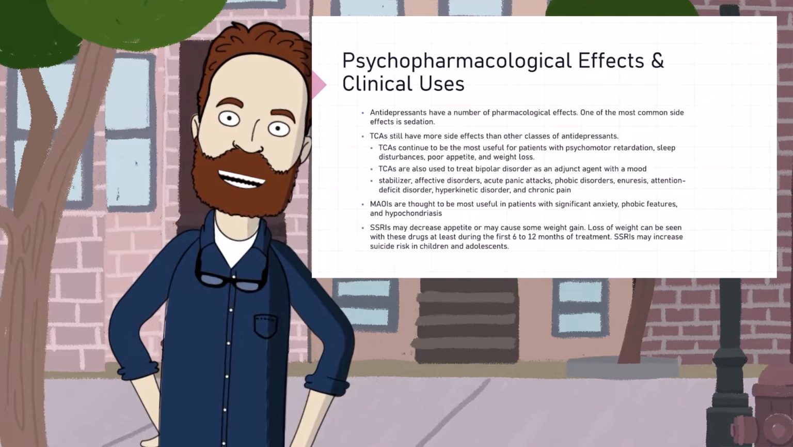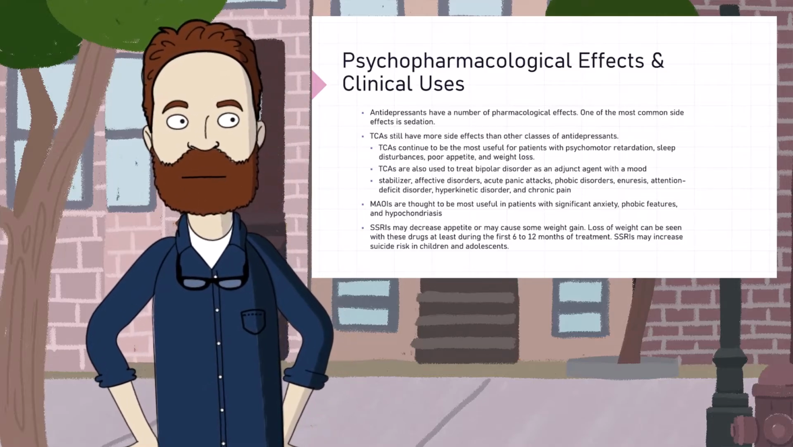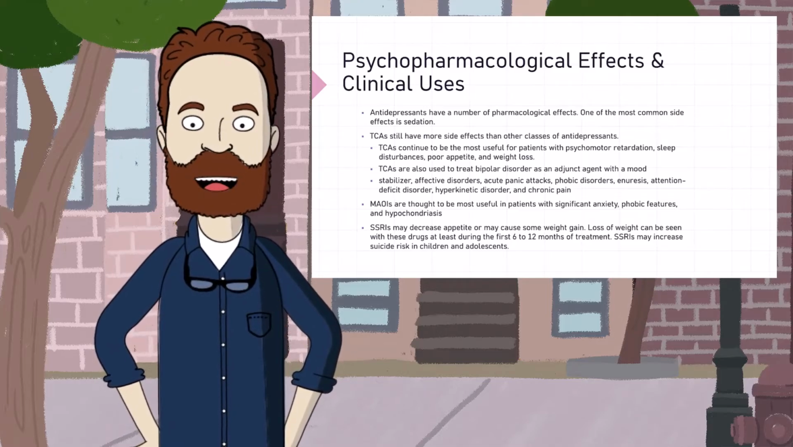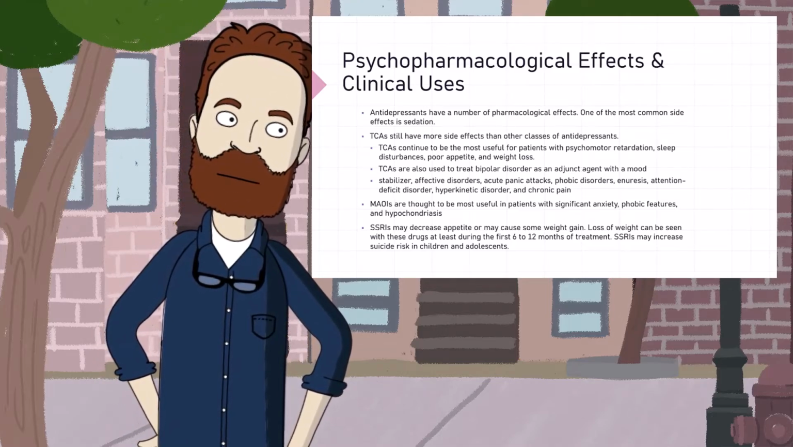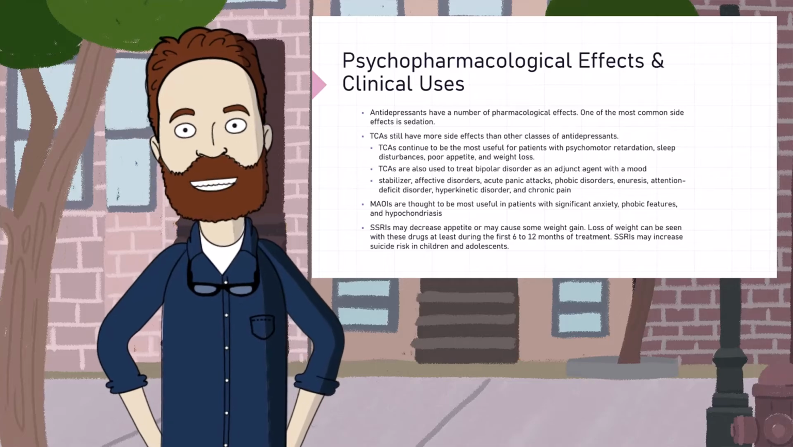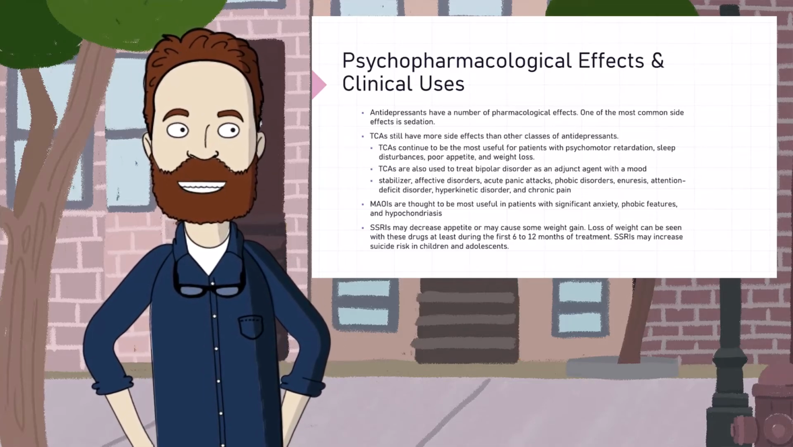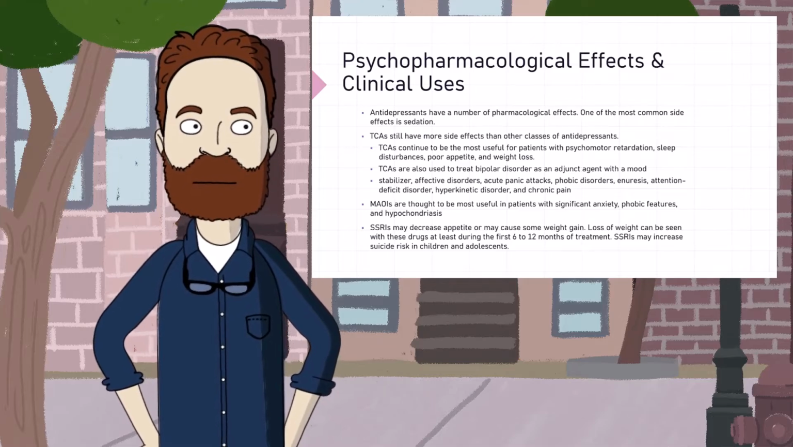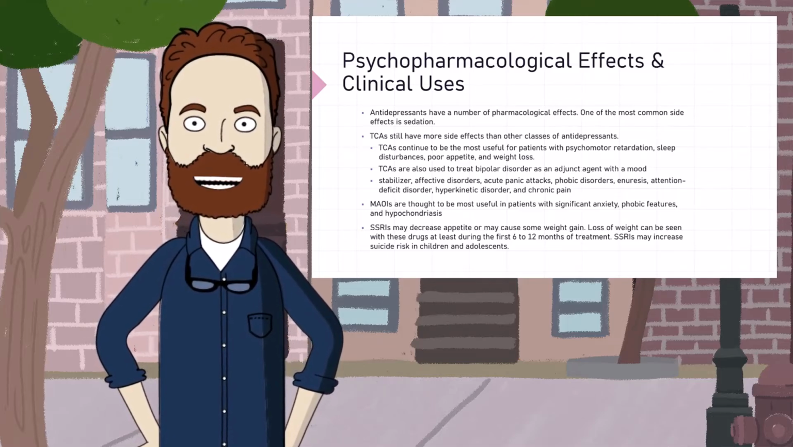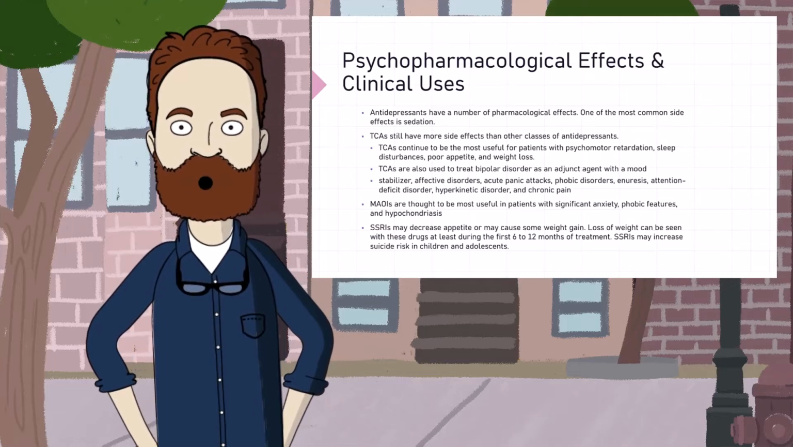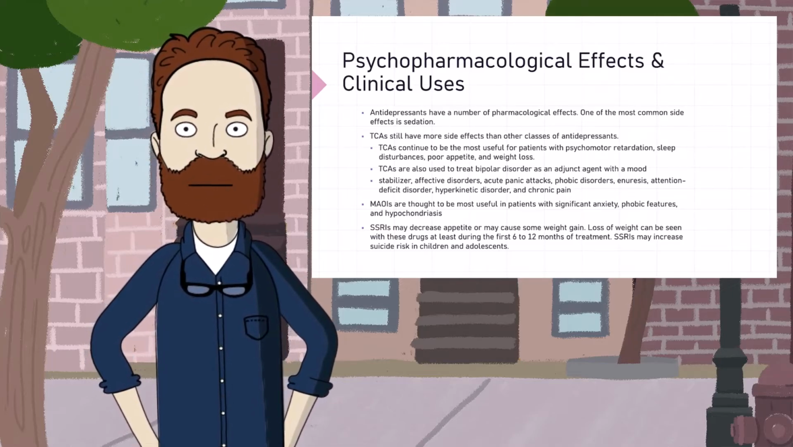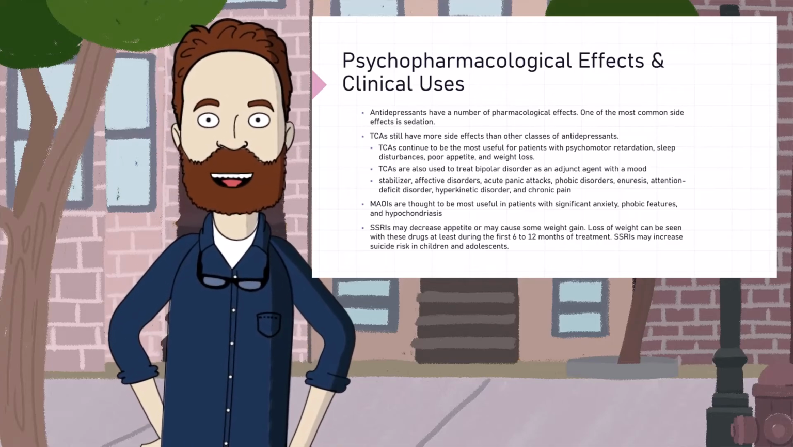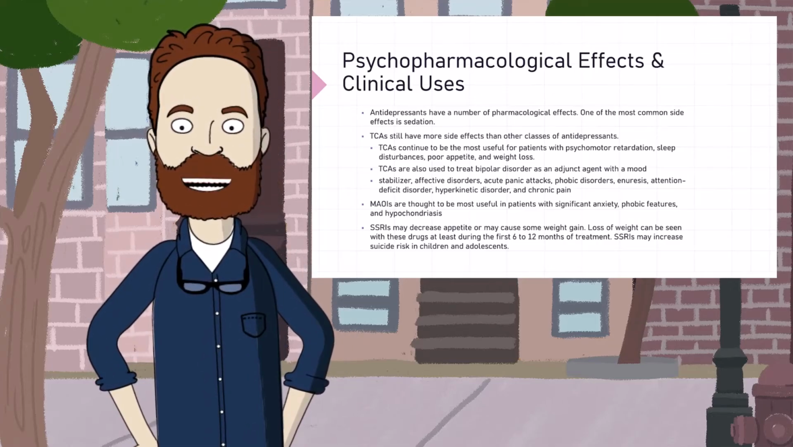As an adjunct agent with a mood stabilizer, they can also be used to treat affective disorder, acute panic attacks, phobia disorders, and attention deficit disorder, just to name a few. MAOIs are thought to be most useful in patients with significant anxiety or phobic features. SSRIs may decrease appetite or cause some weight gain. Loss of weight can be seen with these drugs, at least for the first 6 to 12 months of treatment.